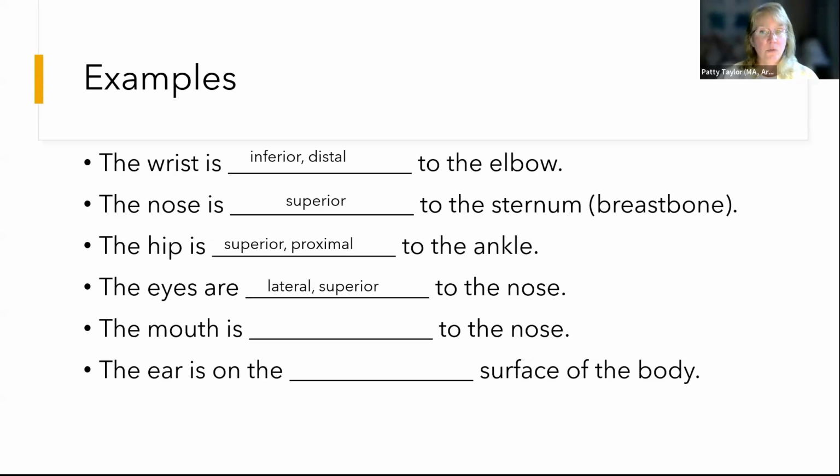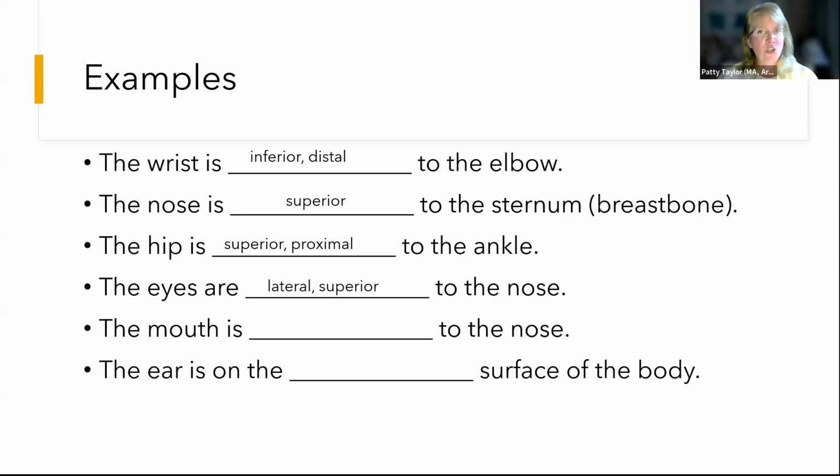The eyes are lateral to the nose. They are further away from the midline than the nose. They also sit superior to the nose. Either of these directional terms could describe the relationship between the eyes and the nose.